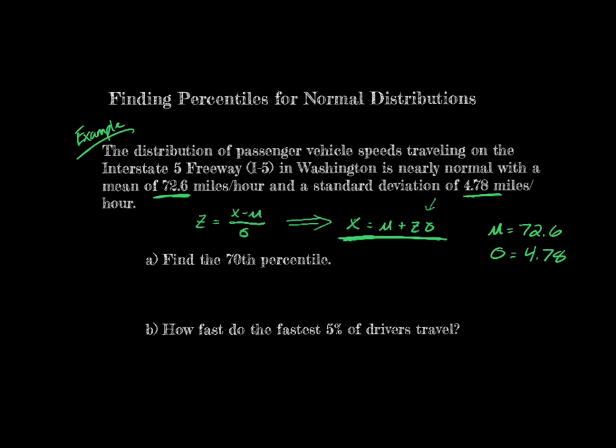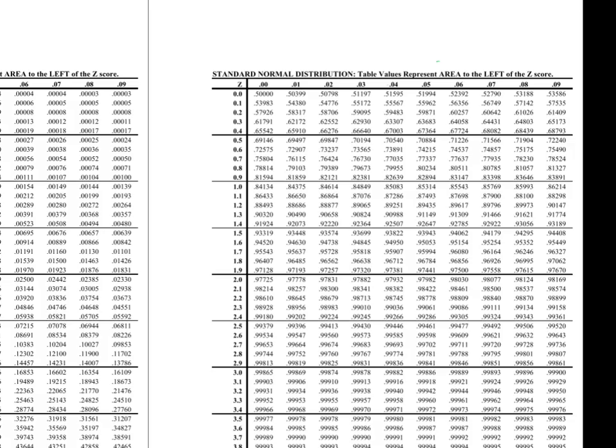Okay, so if we're being asked about the 70th percentile, what we're going to do now is go back to that z-score table, and we're going to find the z value associated with the 70th percentile, and then we're going to use this formula right here to find the x value. So let's go look at that z table right now.